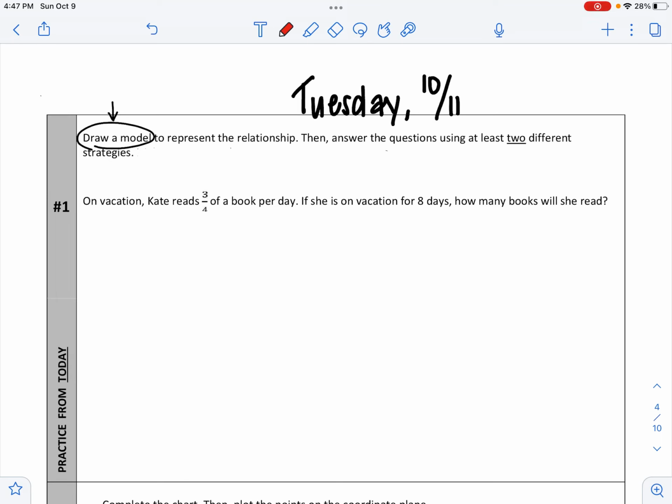On vacation, Kate reads 3/4 of a book per day. If she's on vacation for 8 days, how many books will she read?